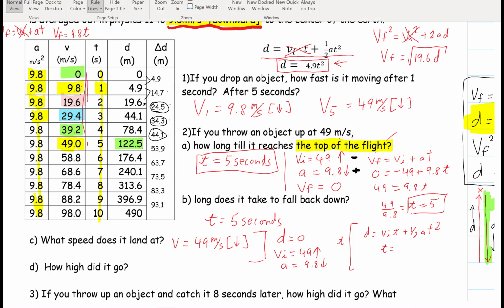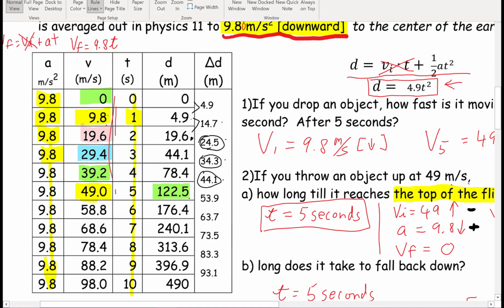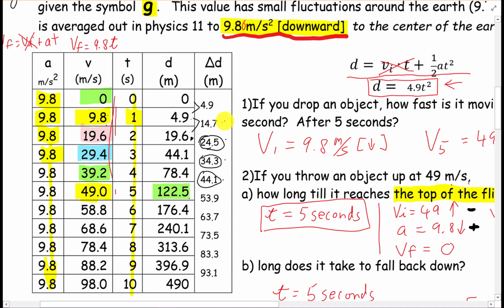This might blow your mind, but it might not. Probably not. What's the difference between these? That's 9.8. What's the difference between these? 9.8. What's the difference between these? 9.8. The difference between these? 9.8. Oh, this is fabulous. You may not see what's going on, but oh, this is fabulous.